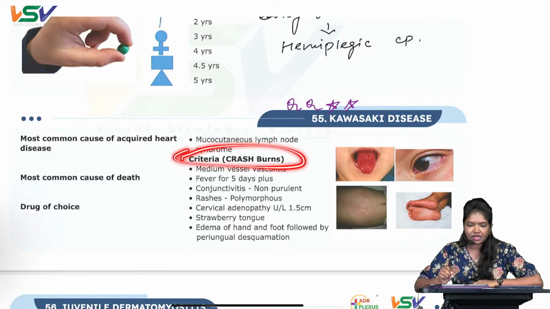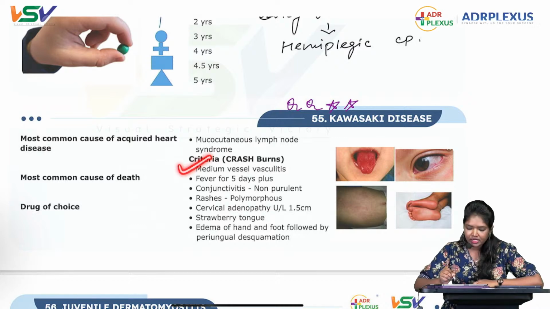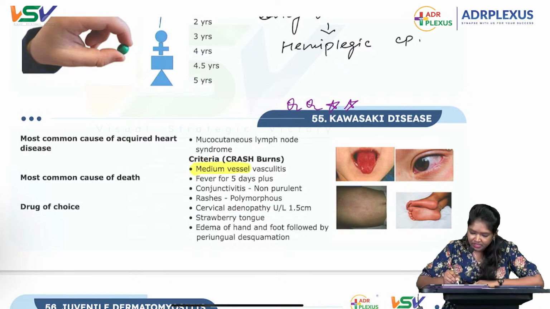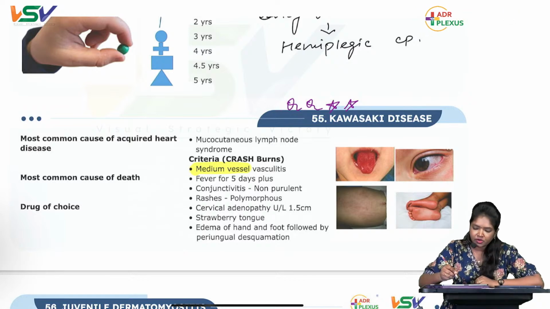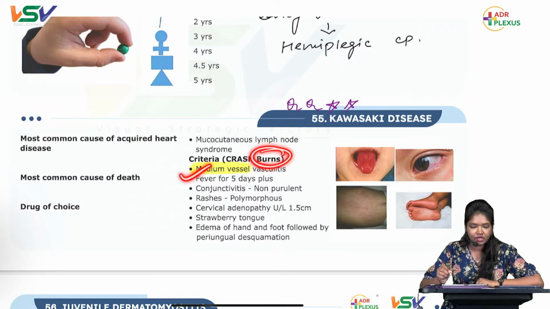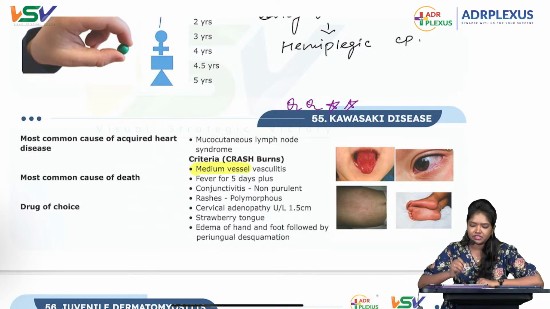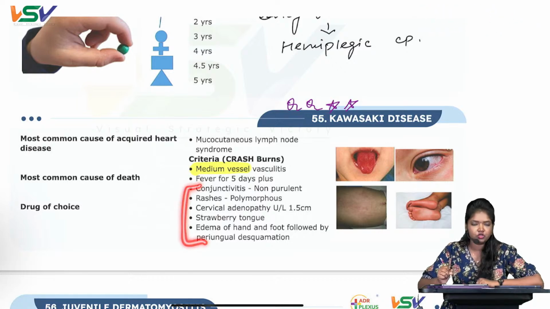The criteria is CRASH BURN. What is it? It is a medium vessel vasculitis, not an infection. So what is this CRASH BURN? Burn is fever, high grade fever for 5 days must be there, plus any 4 out of the 5 which I am going to say. So any 4 out of these should be there.